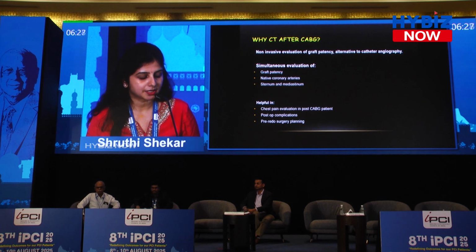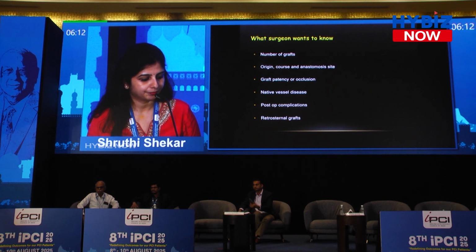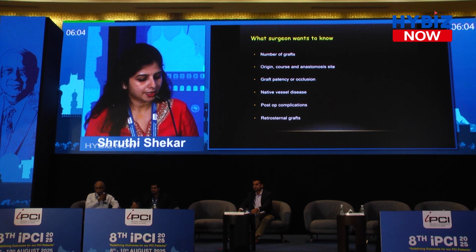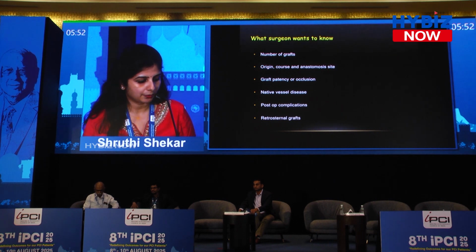So what are the indications? Usually when patients present with chest pain, for the evaluation of such patients in post-CABG patients, we do this. Immediate post-op complications, and when redo surgery is planned, CT angiography can be done for such patients. So what is it that a surgeon wants to know? We get to know the number of grafts, the entire course, the origin, the course, and the anatomical site of the graft, patency, any stenosis there, the native vessel disease, as well as post-op complications, and any retrosternal graft which is adherent to the sternum is also evaluated.